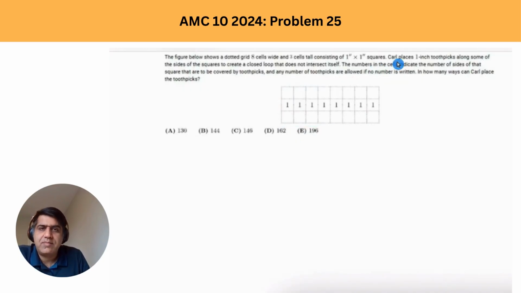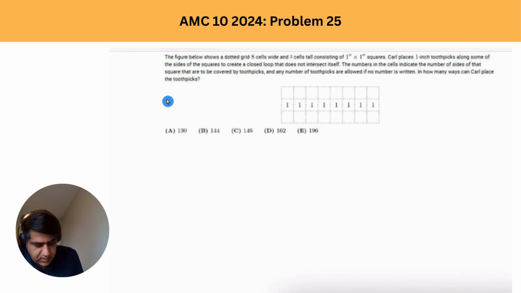Second, it says Carl places 1 inch toothpicks along some of the sides of the squares to create a closed loop that doesn't intersect itself. The numbers in the cell indicate the number of sides of that square that are to be covered by the toothpicks. And any number of toothpicks are allowed if no number is written. In how many ways can Carl place the toothpicks?